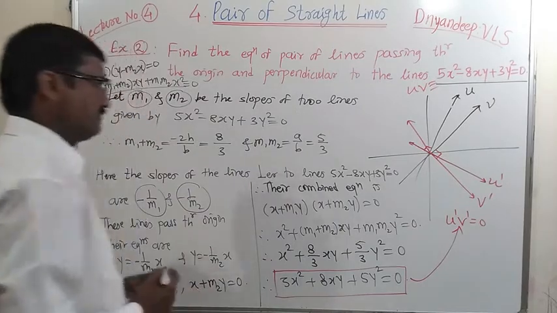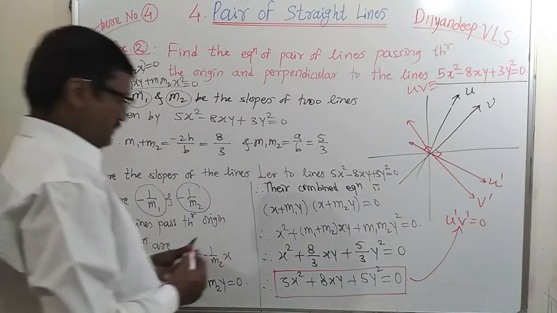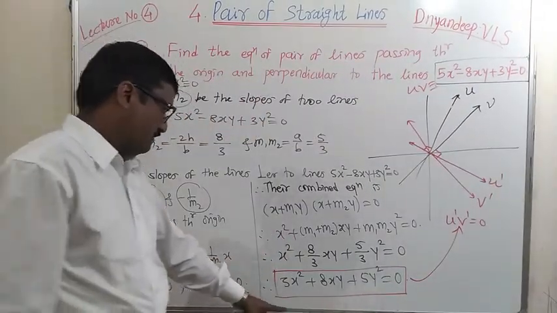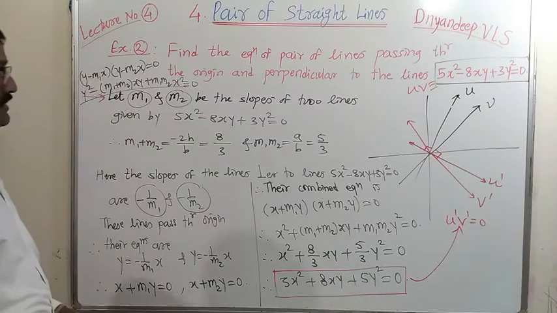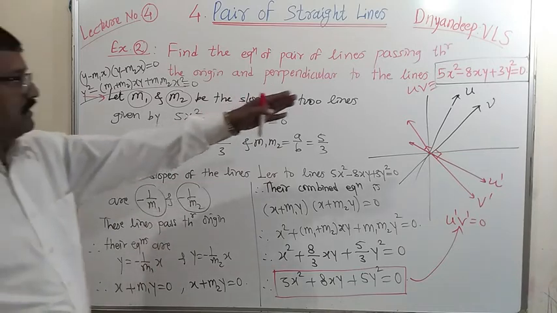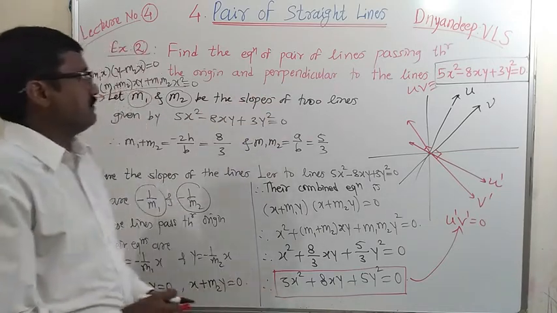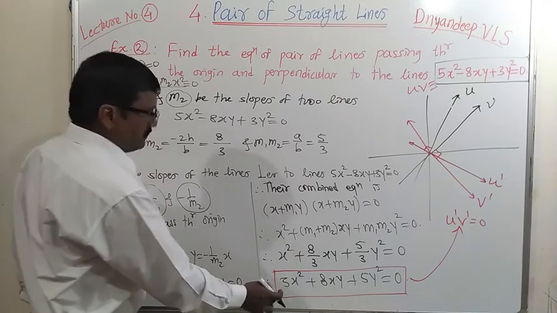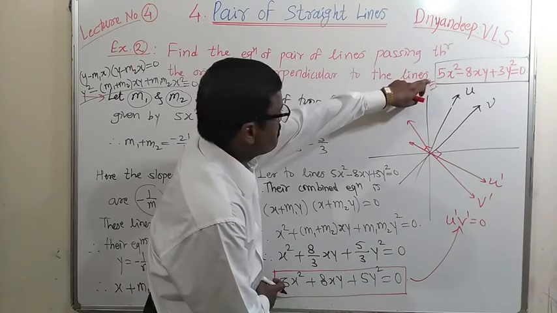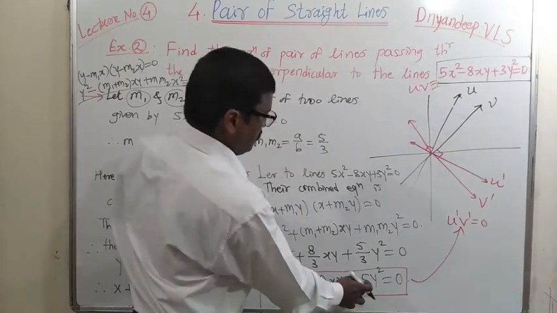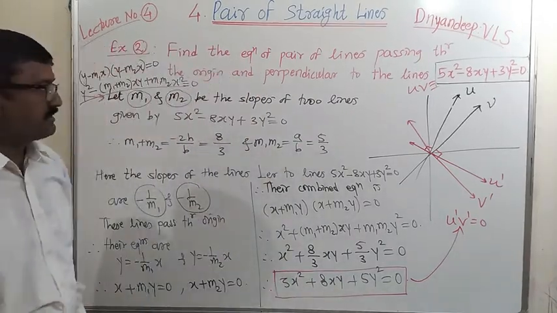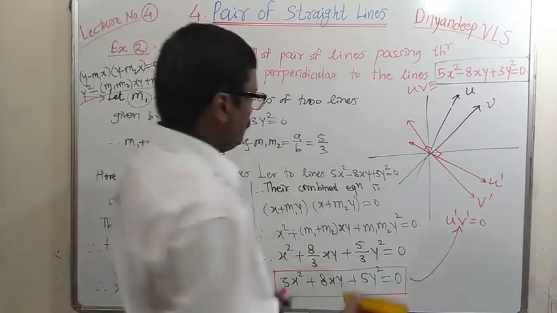And this is the combined equation. UV equal to 0, U dash V dash equal to 0. So this is the given equation and this is the required equation. What is the change here? If you observe the question or combined equation given, and this is the combined equation that we have to find. What is the change here? Instead of coefficient 5, we get here 3, and coefficient of y square is 3. Here we have coefficient of y square as 5. The middle term is minus 8, changed with plus 8. So let us see some examples.